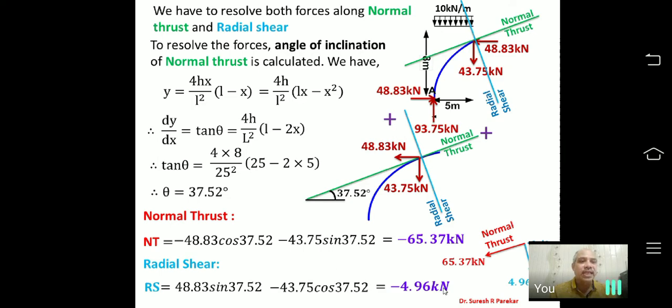So do not use any formula like H cos theta plus V sin theta or V sin theta minus H cos theta. You show the forces, you draw them, you take the components, and you show in which direction it acts. That's all. So this is the first problem where we have taken UDL in the left part, and we have calculated only normal thrust and radial shear.